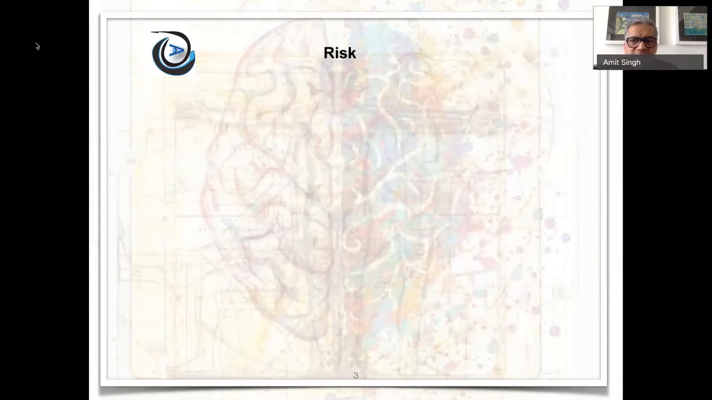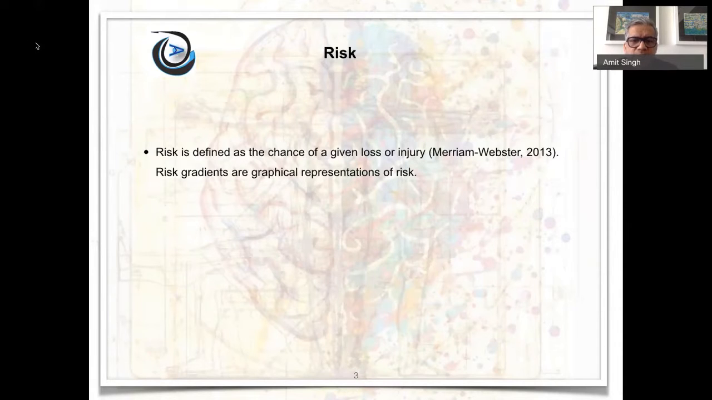What is risk? And a study which was conducted to measure the perception and level of risk. So risk is defined as a chance of a given loss or injury. Risk gradients are graphical representations of risk. So we can have risk presented in the form of colors, like the weather radar, 3 different colors, the GPWS, or risk can be presented in form of numbers, which we perceive, or proxy risk. So we have to interpret those numbers and derive at a risk number.